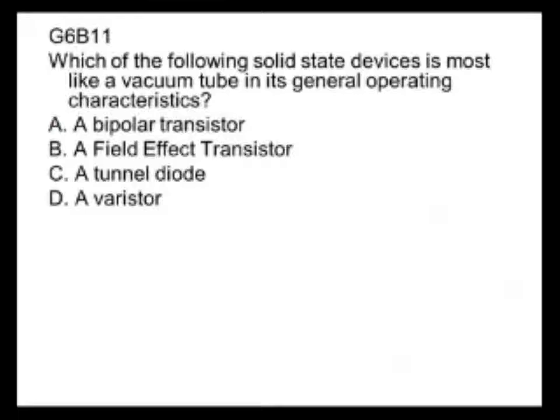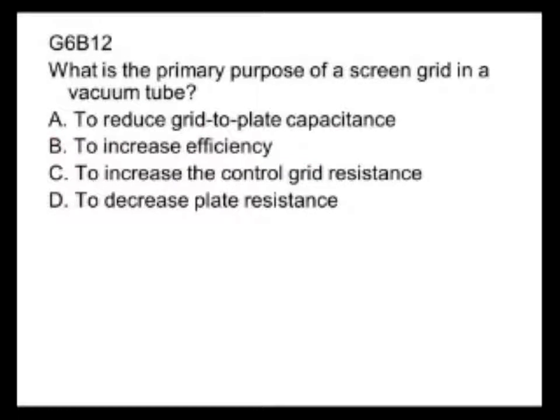Which of the following solid-state devices is most like a vacuum tube in its general operating characteristics? Correct answer is a field effect transistor. Now, the design of it is nothing like the physical design of a tube, but characteristics like the impedance of the inputs and outputs and so on are closer to vacuum tube characteristics than other semiconductors are.